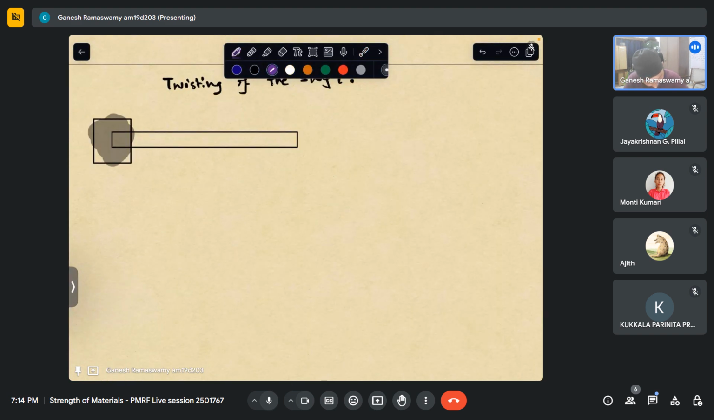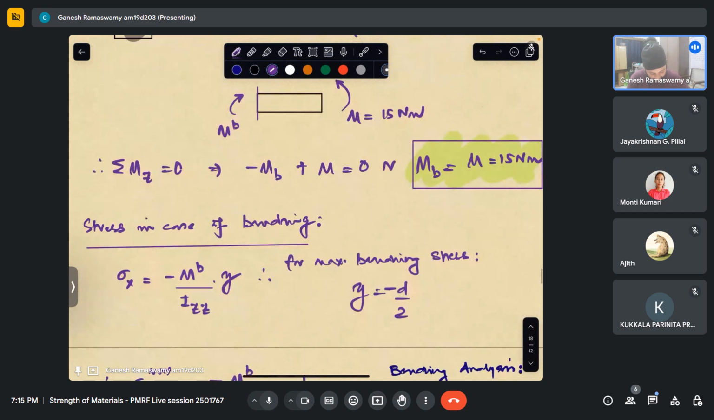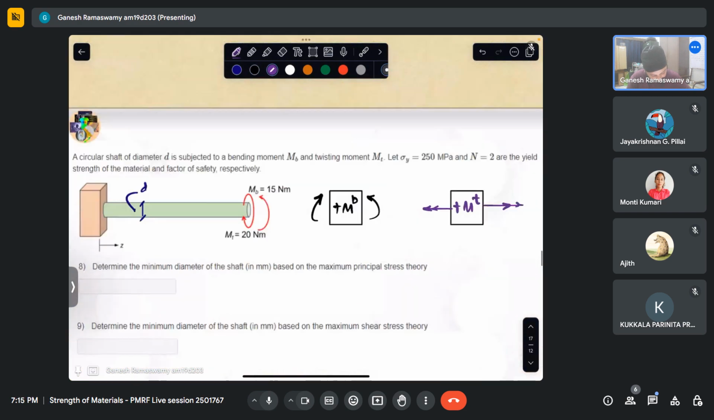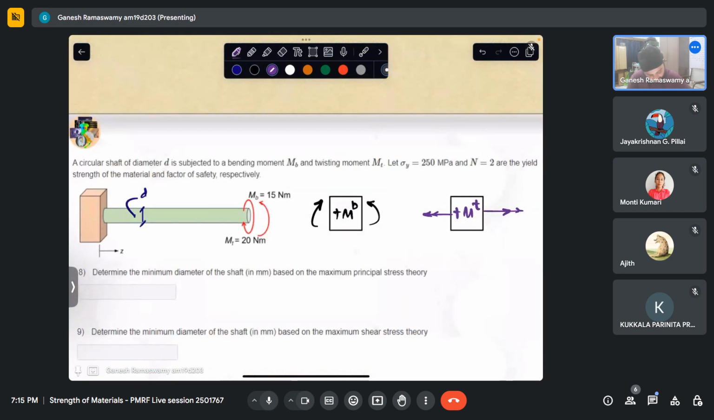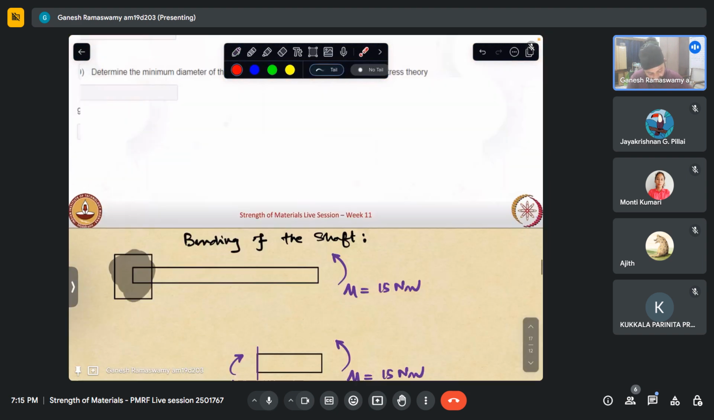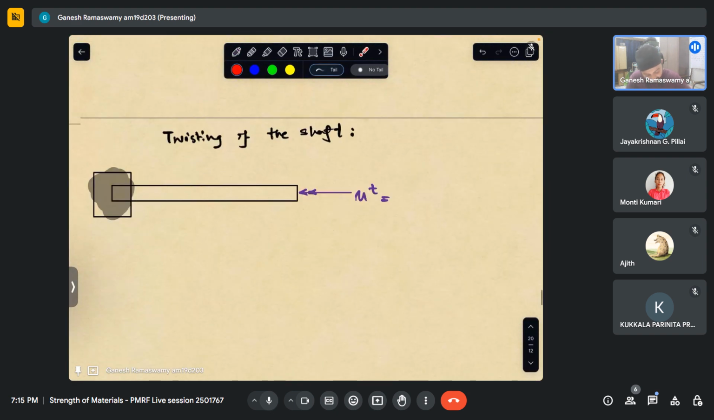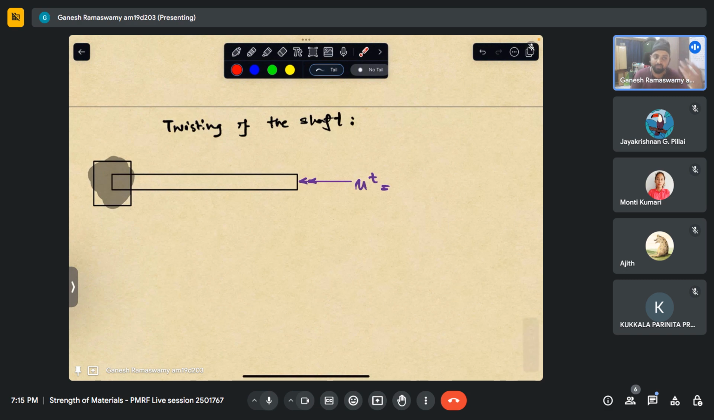So this is my MT, which is equal to 20 Newton meter. Again, we should actually be calling this an applied torque, which will induce a twisting moment at any section, depending on our twisting moment diagram. So this is nothing but 20 Newton meter.